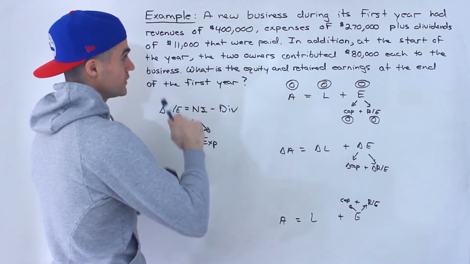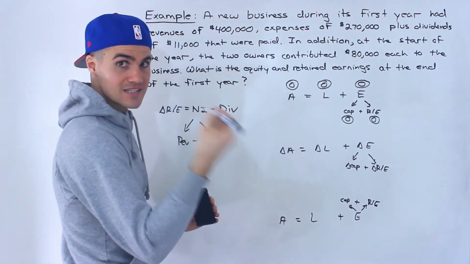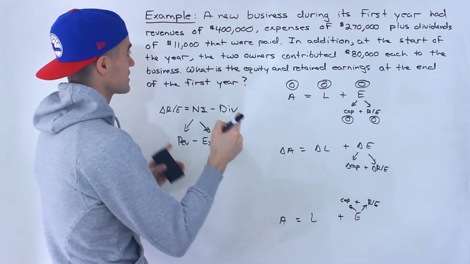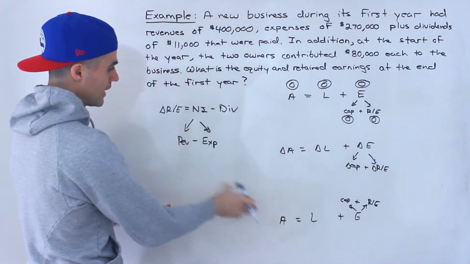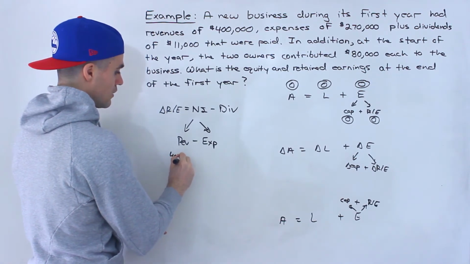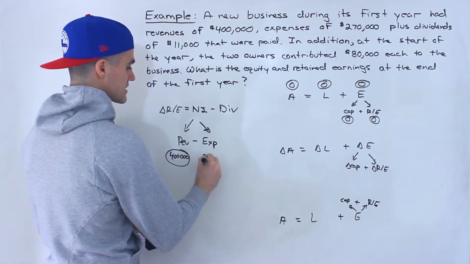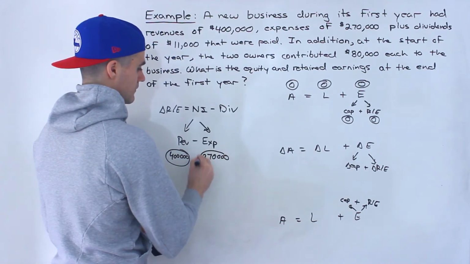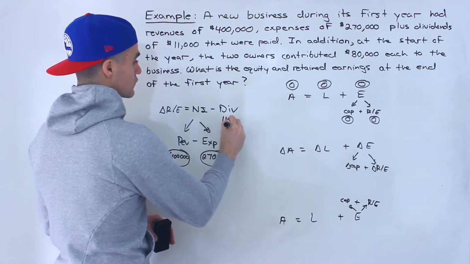And then what it says is during its first year, it had revenues of $400,000, expenses of $270,000, plus dividends of $11,000 that were paid. So that information, where does it go in the flow diagram? It goes over here. So we have revenues of $400,000, that's over here, expenses of $270,000, and then we have dividends of $11,000, which is over here.